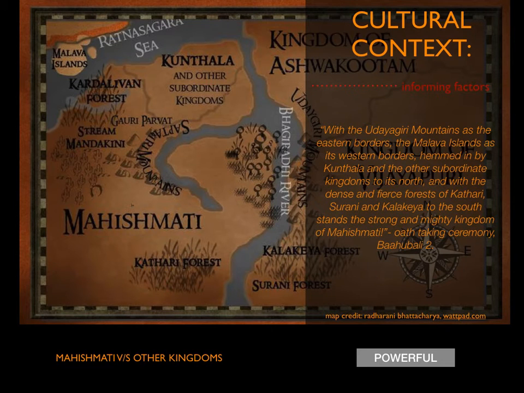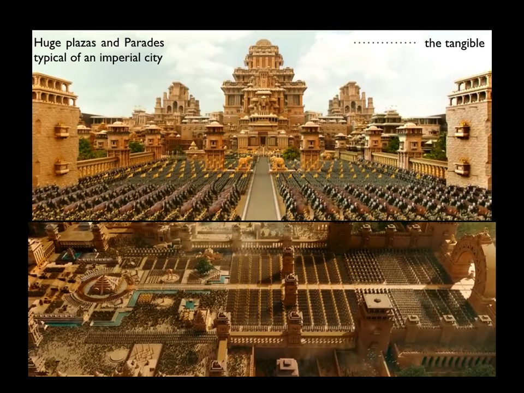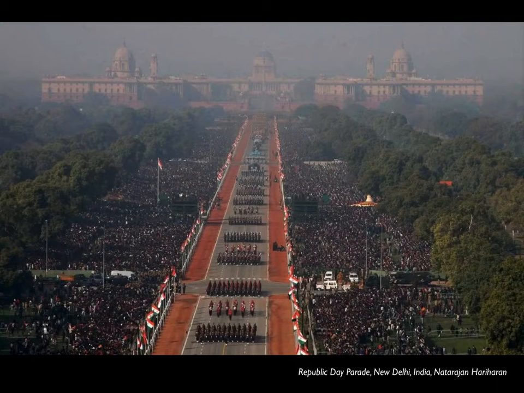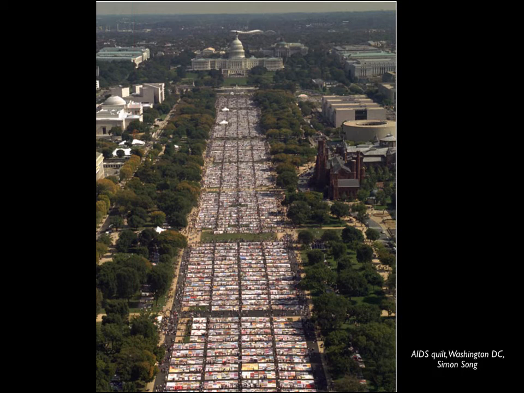Cultural context. Mahishmati's control extends over a large geographic area with many kingdoms accepting the suzerainty of Mahishmati over them. Therefore, Mahishmati was not just a kingdom, it was a powerful empire. The design is characterized by huge plazas and imposing buildings typical of imperial cities like New Delhi and Washington, D.C.